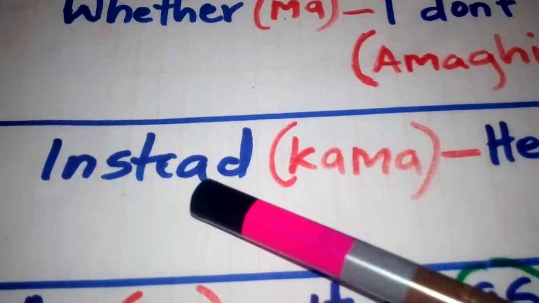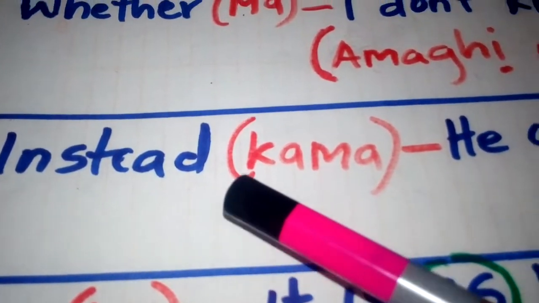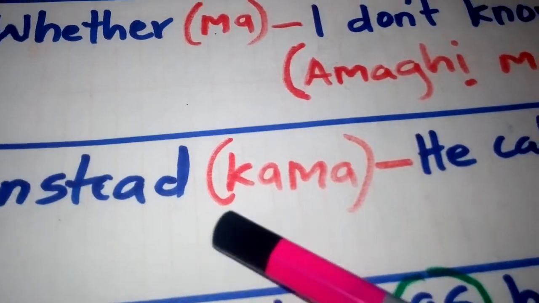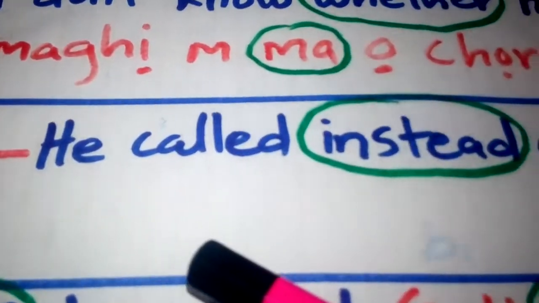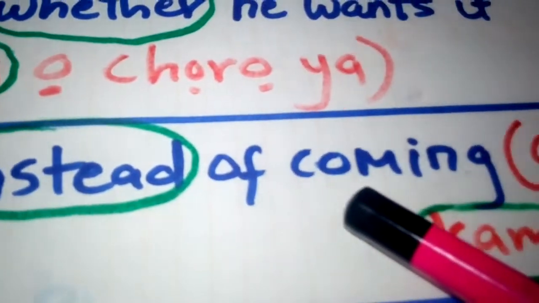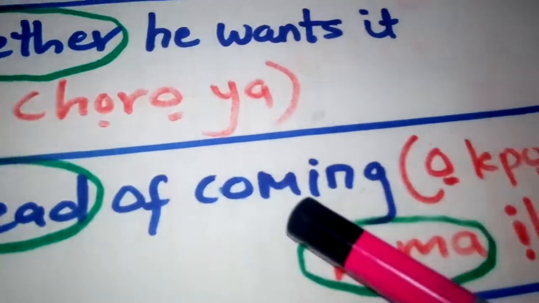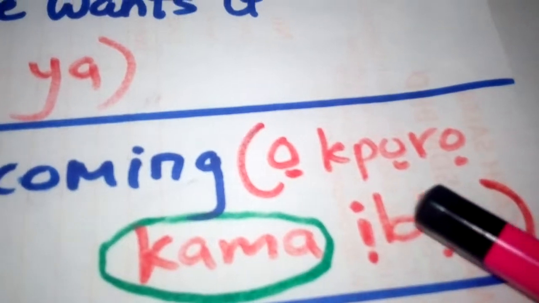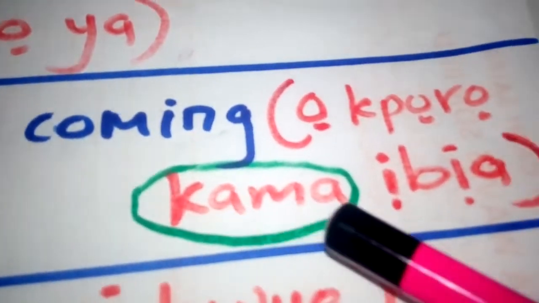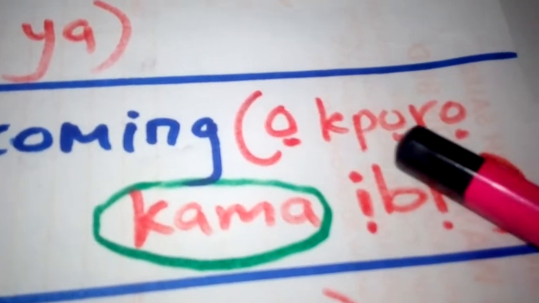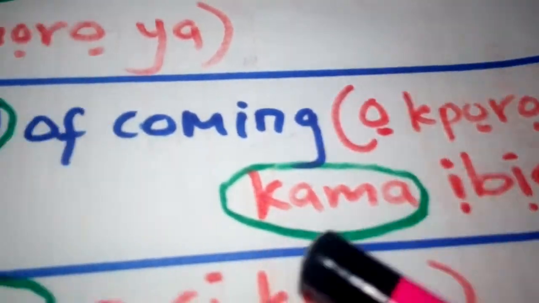Instead, kama. He called instead of coming. Ọ kpọrọ kama ịbịa.